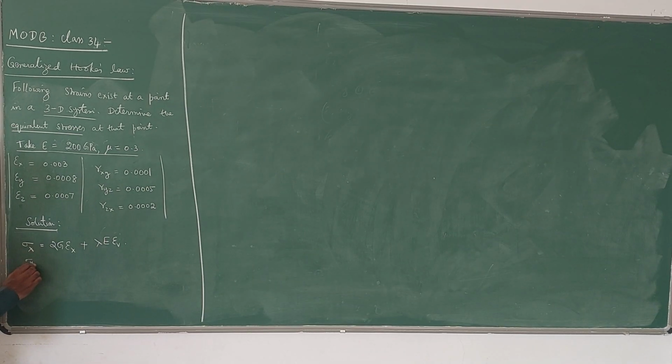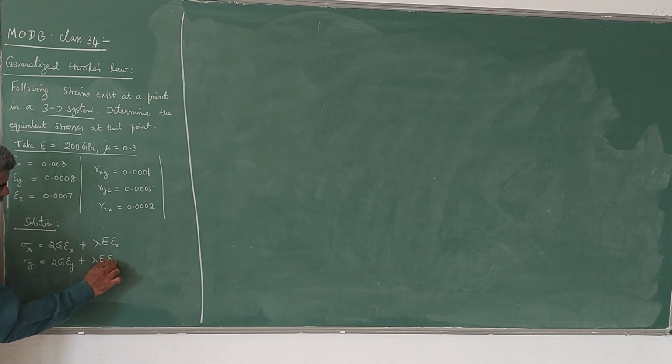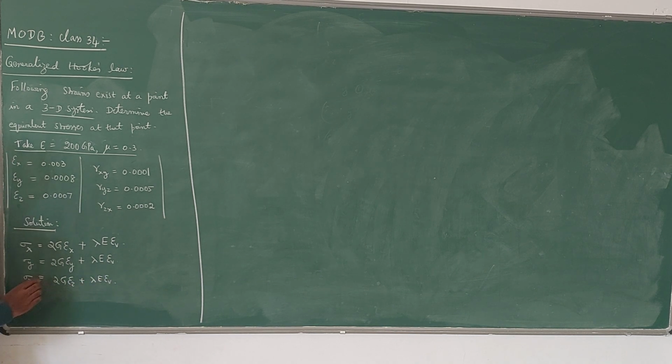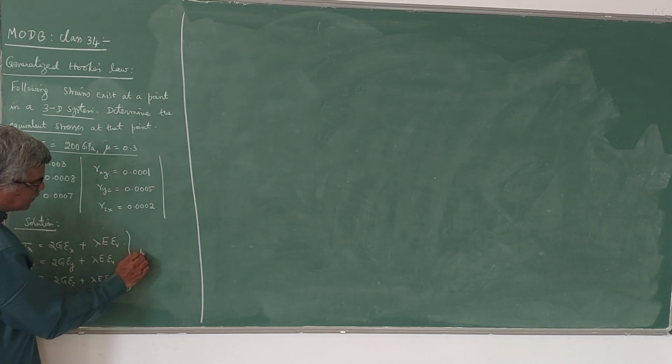The second equation is sigma y is 2G epsilon y plus lambda into E into epsilon v. The second term is the same. Third stress term is sigma z is 2G epsilon z plus lambda E into epsilon v. So these are the normal stresses or the direct stresses.